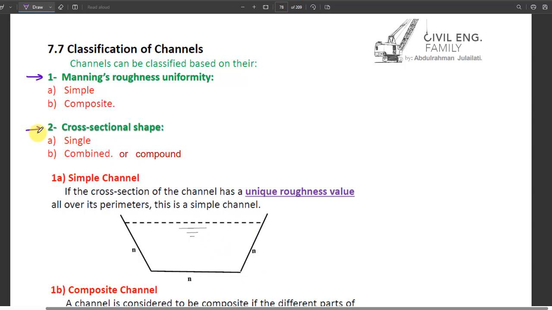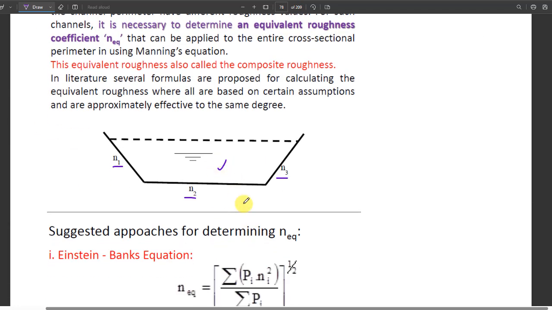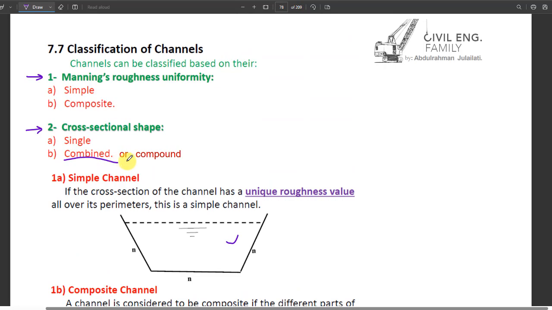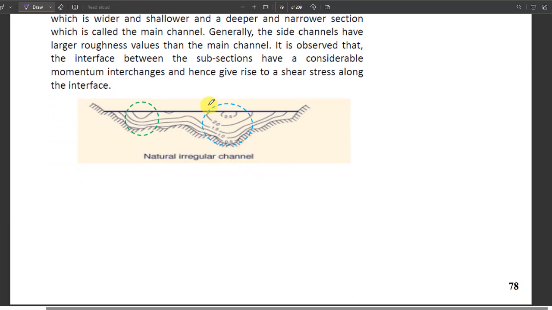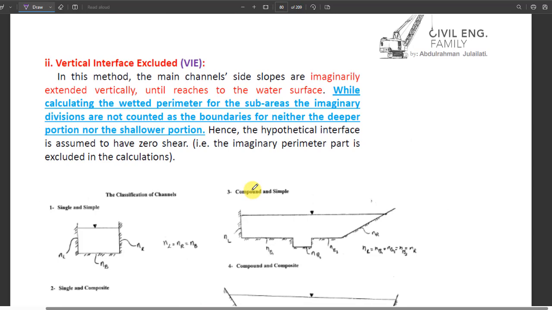Another classification is based on cross-sectional shape. If the cross-section is single, like this one is single, like this one is single, or there is a combined or compound section, like this one, you see. We say it has two points that are able to create two maximum discharge values. So we call that one, for example, Q1, and this one Q2. So the total Q of the channel will be the summation of both, Q1 plus Q2.